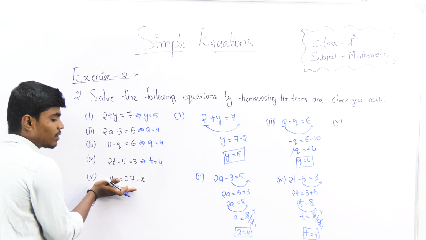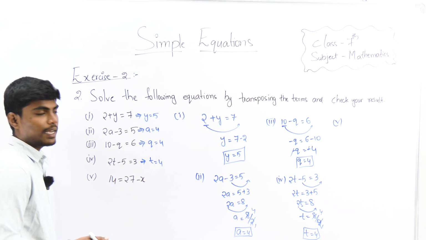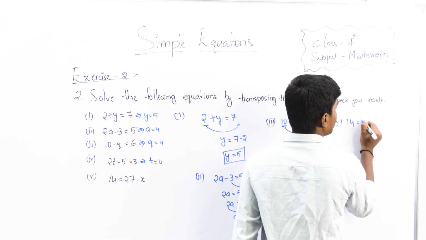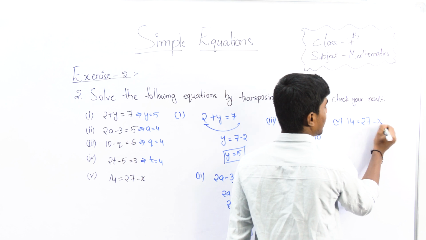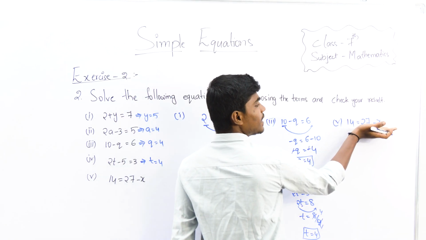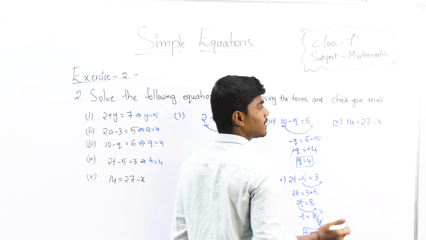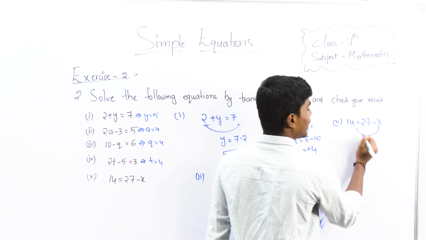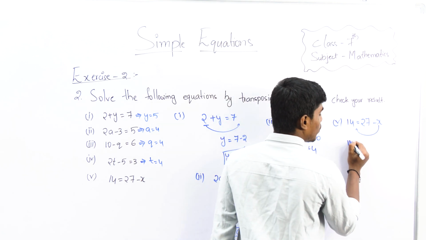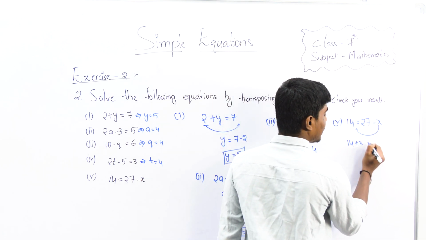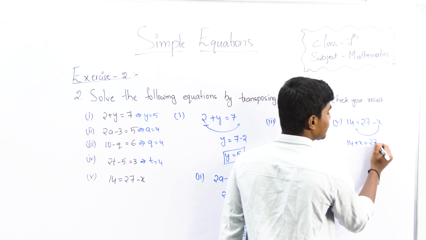Here 14 is equal to 27 minus x. See, here x is subtracting on the right hand side. If we move it to the left side, it will add. So 14 plus x is equal to 27.